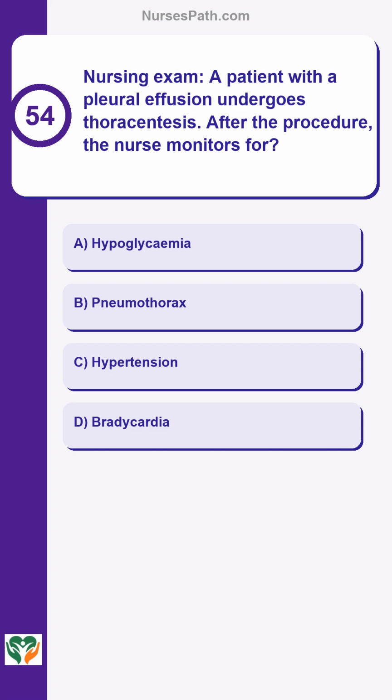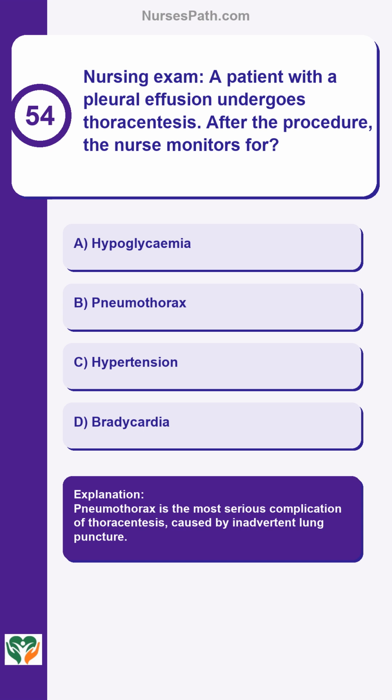Question 54. Nursing exam. A patient with a pleural effusion undergoes thoracentesis. After the procedure, the nurse monitors for hypoglycemia, pneumothorax, hypertension, bradycardia. Pneumothorax is the most serious complication of thoracentesis, caused by inadvertent lung puncture.